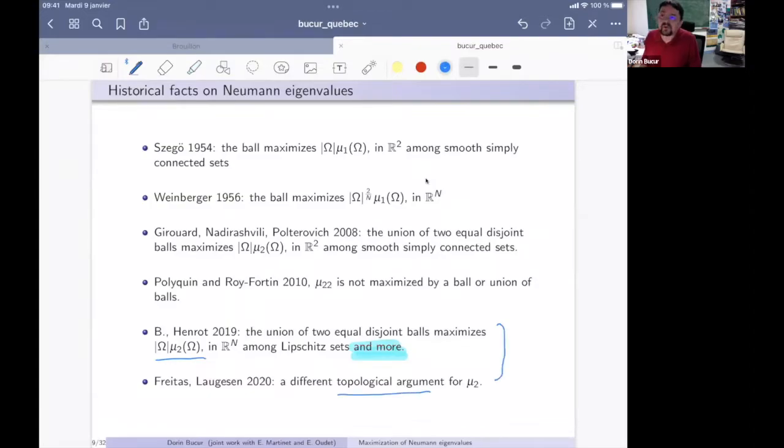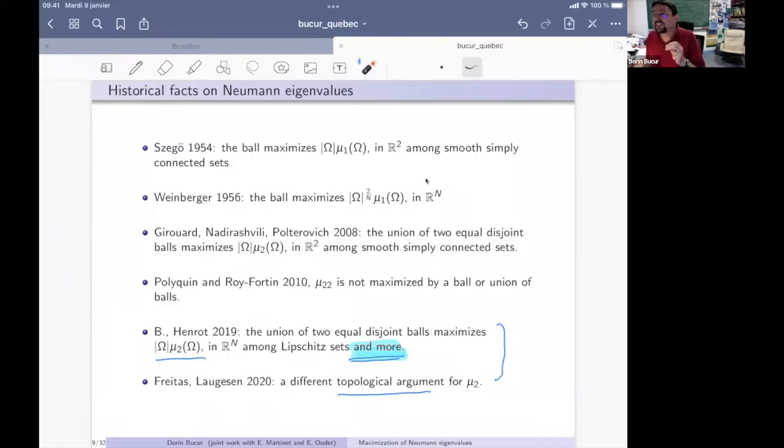So all these kinds of problems, in which one has to maximize a Neumann eigenvalue and prove optimality of a ball or union of balls, have at some point to go through some topological arguments, which are more or less fine. Of course, when you look at mu2, this is more delicate than when you look at mu1. And now let me see what the word "more" means here, Lipschitz and more, because if we want to look at the spectrum of the Neumann Laplacian on an open set which is not Lipschitz, we don't have the guarantee that the resolvent operator is compact, so we cannot speak about eigenvalues.